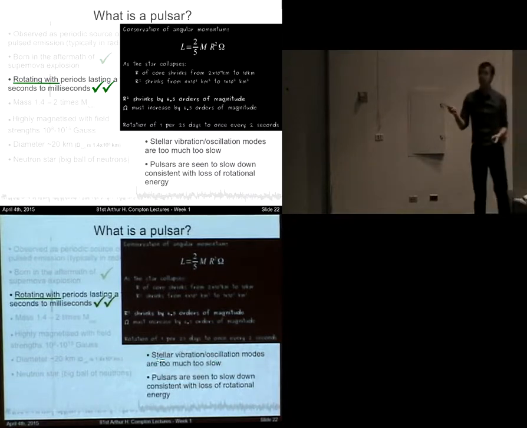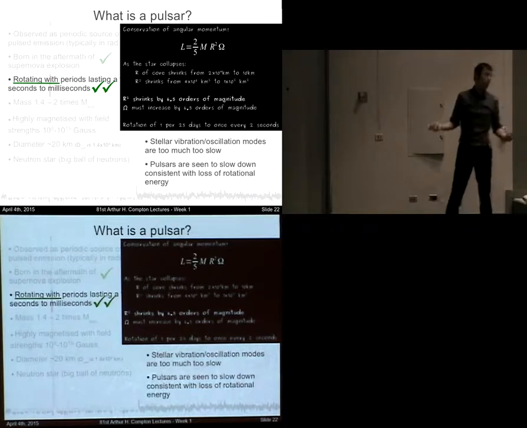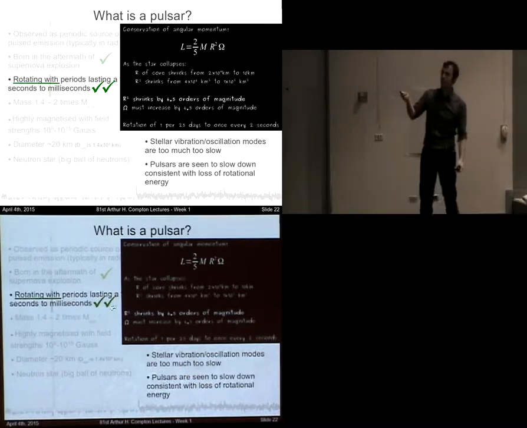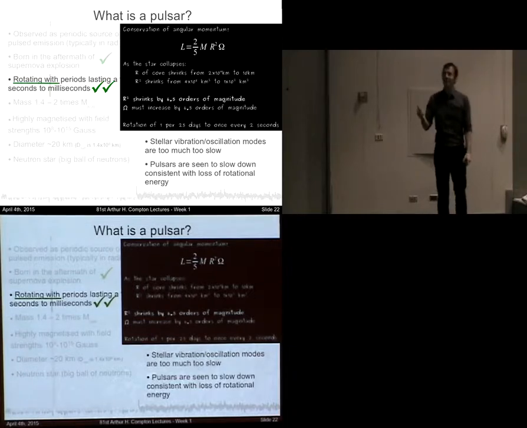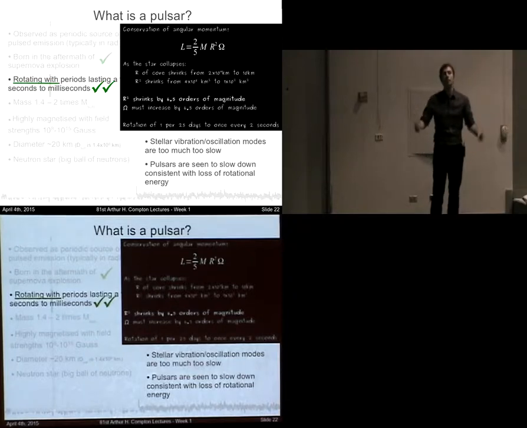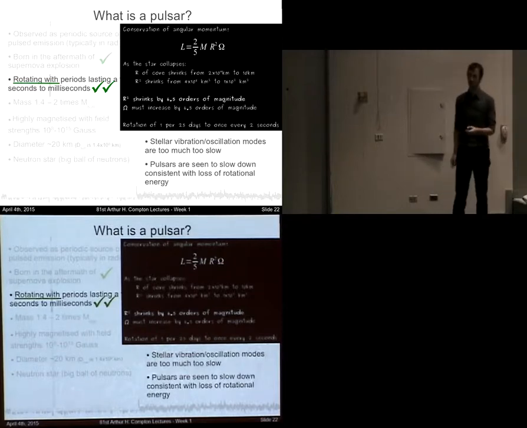Stellar vibrations, which we do see, and stellar oscillation modes are much too slow. Further, and something we're going to talk about in future lectures, is that pulsars are seen to slow down. Their rotational velocity is seen to slow down, and this slowdown is consistent with the loss of rotational energy. So I give myself 2 check marks there. How slow? What's the rate of deceleration? It depends; different pulsars slow down at different speeds. We'll talk about that in much more detail in other classes.